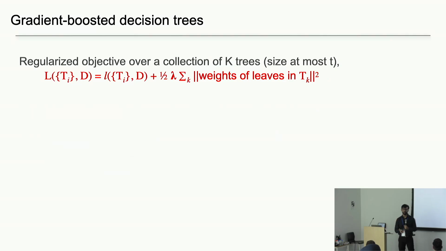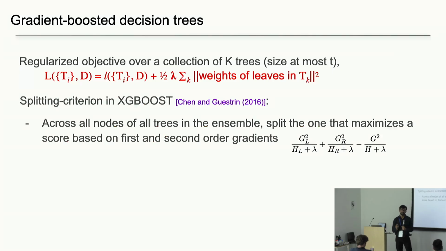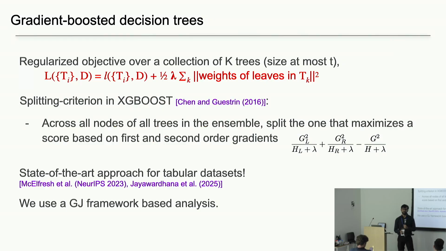If you've worked with decision trees, you have probably seen gradient boosted decision trees. This uses an ensemble of several decision trees. They have a collection of k trees, and you have a loss function that combines the weights of leaves in different trees. This has a natural L2 penalty hyperparameter, in XGBoost if you've used that before. This is the state-of-the-art approach. There are recent works showing that it beats even neural networks on tabular data sets. And we use a GJ framework-based analysis to give guarantees on tuning this lambda hyperparameter in XGBoost.